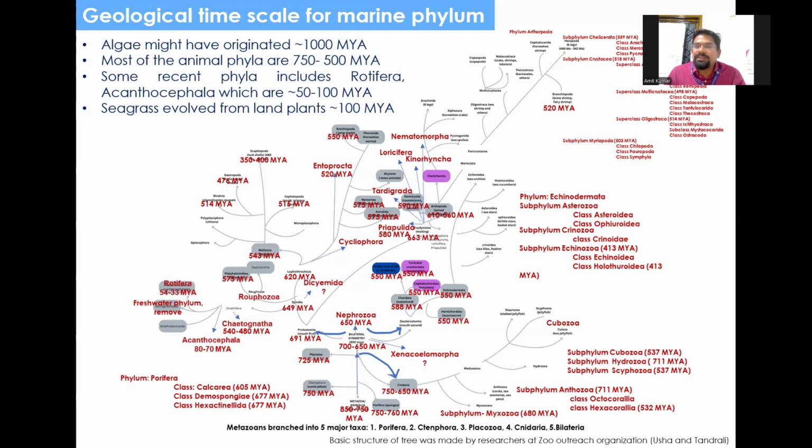And then we have the seagrasses, for example, which went back into the sea from land plants. It is one of the rare cases where organisms went from the land to the sea, and it is very recent in the geological time scale, somewhere around 100 million years ago, right? So this is about how the marine phyla might have originated in the geological time scale.